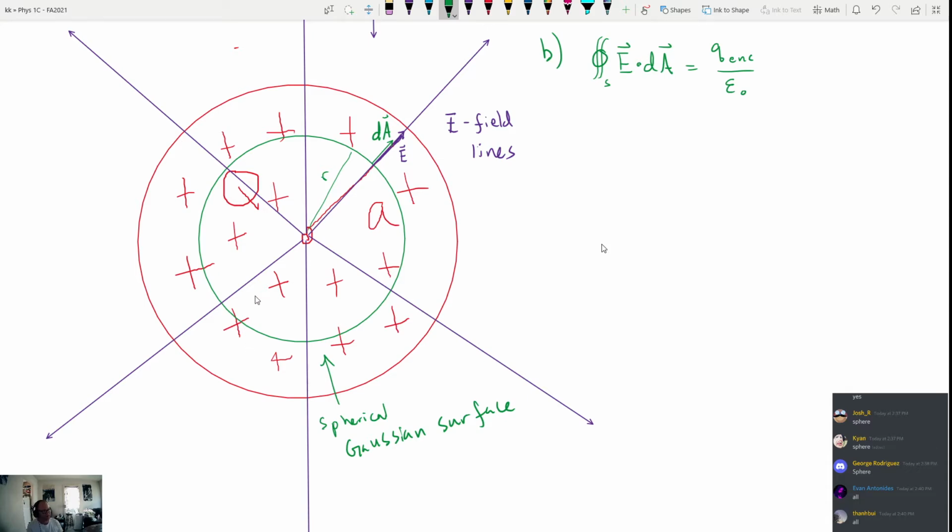And now let's go through our derivation again. Very similar process. E and dA are parallel to each other, so we can write this as E dA. The electric field should be the same at all points along our sphere, so we can pull that out. We end up doing the surface integral of dA, which is going to give us another 4 pi r squared. So nothing changed on the left-hand side. The only difference is that the r is now different. It's smaller. We're now inside the sphere.